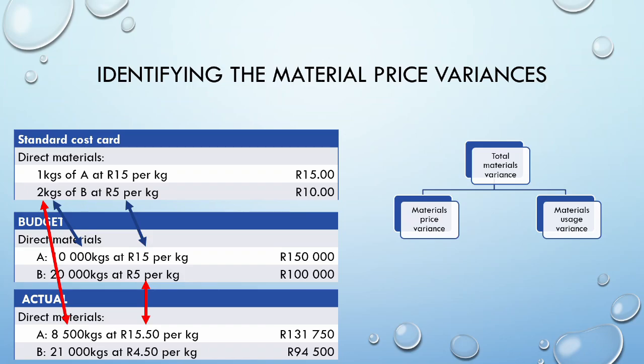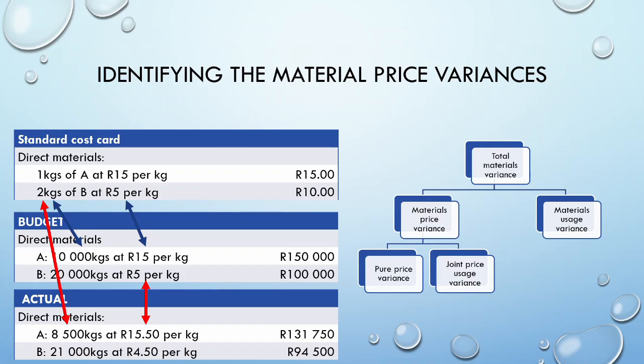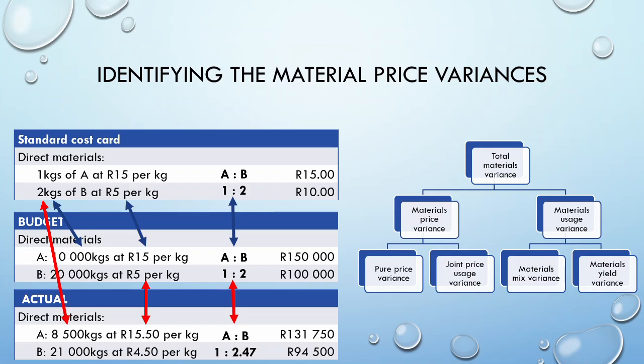Our price variance can then be broken down into the pure price variance and the joint price usage variance. Finally, if we have interchangeable materials like we do in this scenario, what we may notice is that the proportional usage or mix of materials may change. So in this example, our standard and budget operate on the ratio of 1A to 2B. However, our actual results are 1A for every 2.47B. Therefore, our mix of materials has changed. Because of this, our usage variance can be broken up into a mix and yield variance.